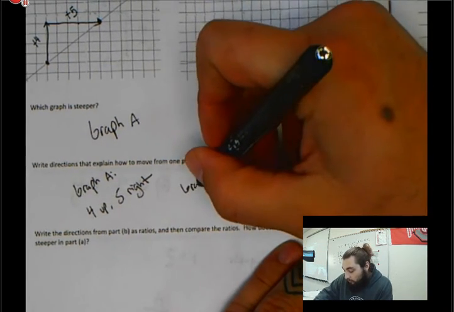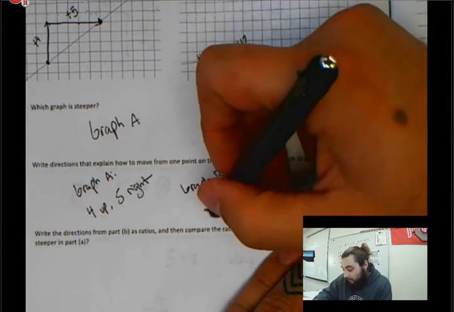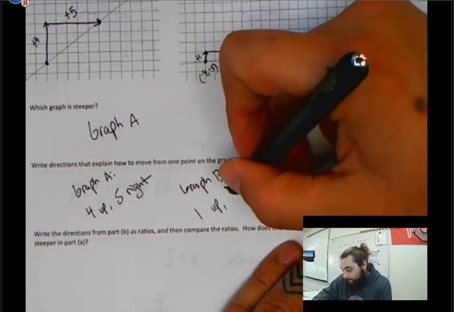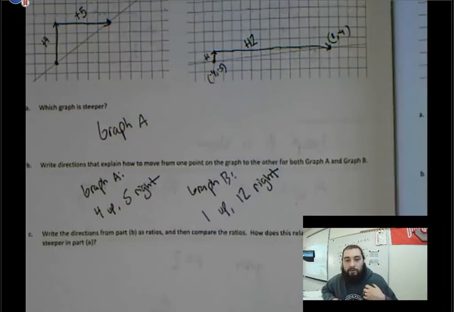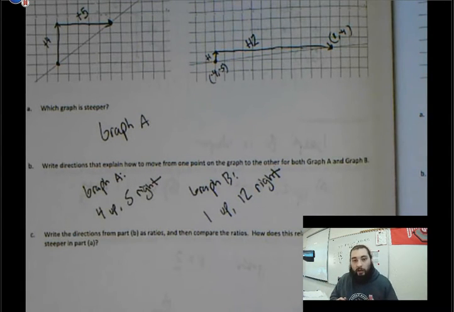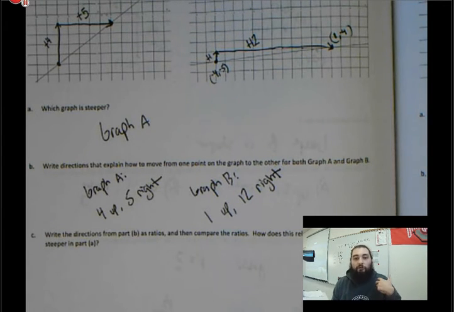So let's put our answer for graph B. For graph B, our directions are 1 up, 12 right. And we need to remember this as we are looking at these as directions. When we are moving up and to the right, both of those moves are positive. If, in the future, we go down or we go to the left, then those are negative movements.